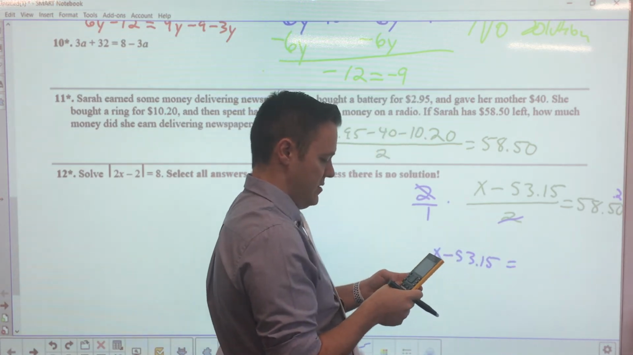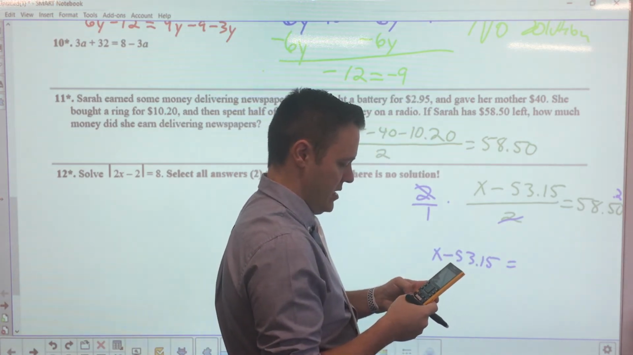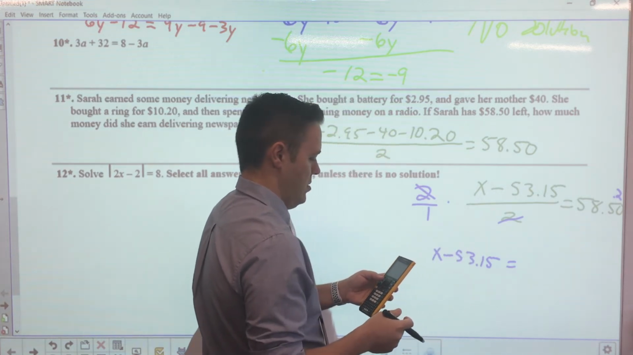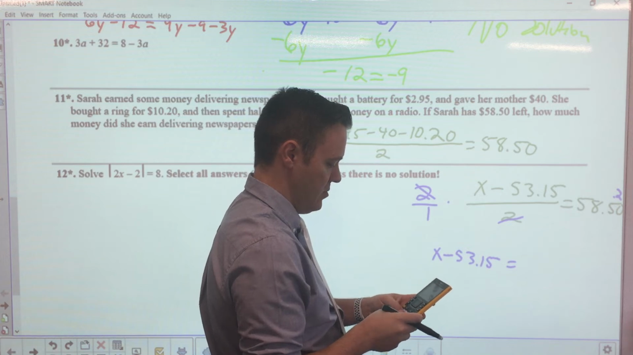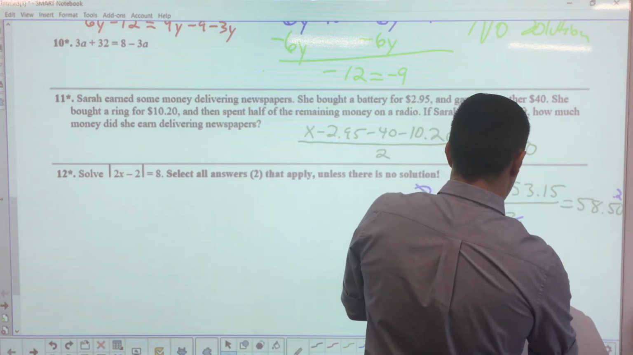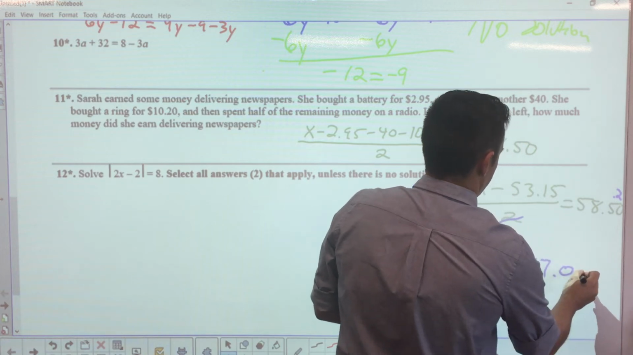Equals, and then what it is, 58.5 times 2. Oops, I put the wrong number. I'm like, that's a big number. Times 2. All right, so this was 117.